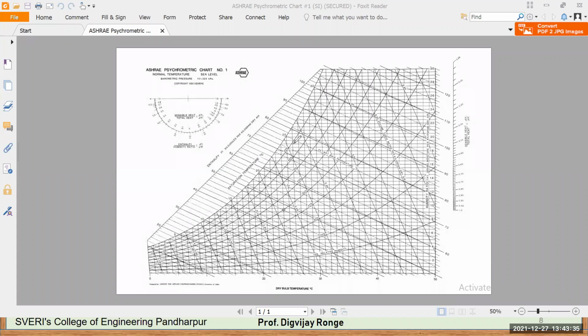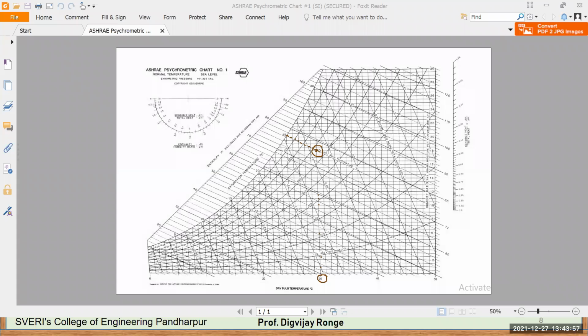Okay. So what is given here? 30 and 25, right? So here it is 30 DBT. I have to go in the straight direction. And here 20 is there, 25 is there. So here 25 is the constant wet bulb line. Okay. So they intersect at this point. So this is my point 1.